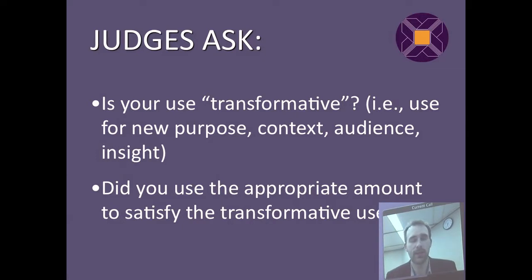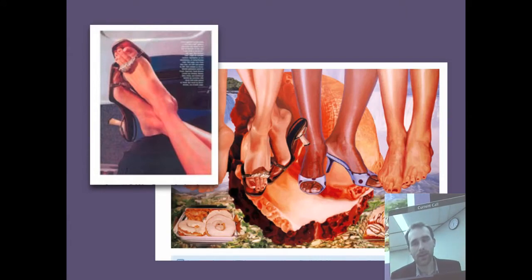If we go to slide 11, here's a paradigm case of transformation. The image on the left of your screen is an ad for a luxury sandal. I can never remember if it was Gucci or Chanel. But anyway, it's a magazine ad, right, taken by a photographer with the express purpose of selling sandals, right?